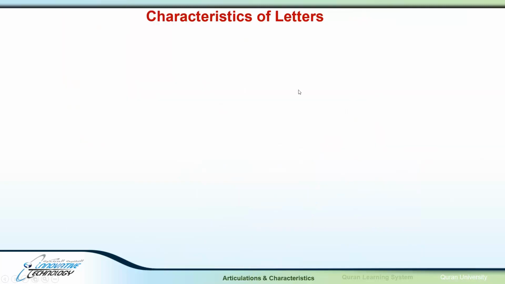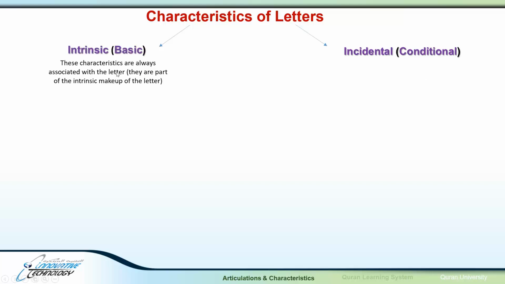And also in that previous lesson, we explained what we mean by a letter characteristic and how such characteristics would differentiate letters sharing the same articulation zone. And then we categorized such characteristics into two major categories. The first category is what we call intrinsic or basic characteristics, and the second category is the incidental or conditional characteristics. The difference between the two is that in the intrinsic characteristics, the characteristics are always associated with the letter, and thus they are part of the intrinsic makeup of the letter.